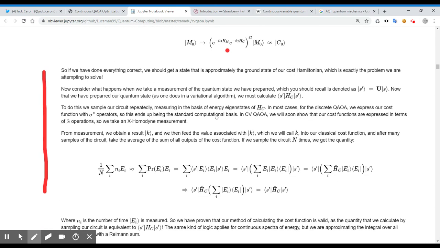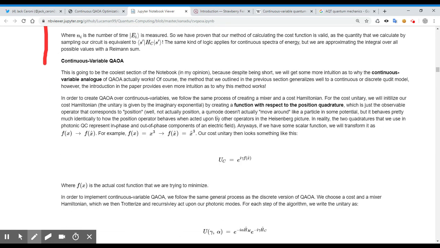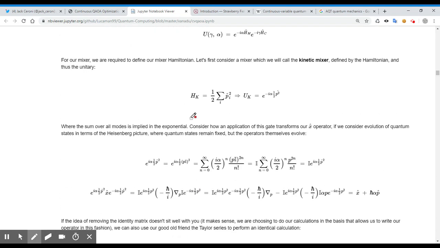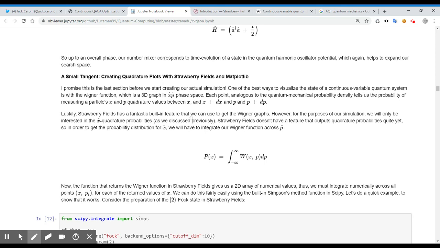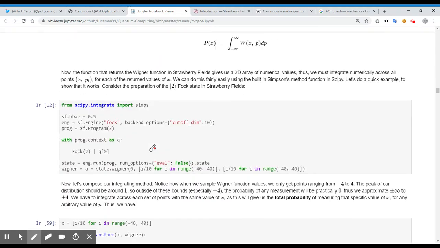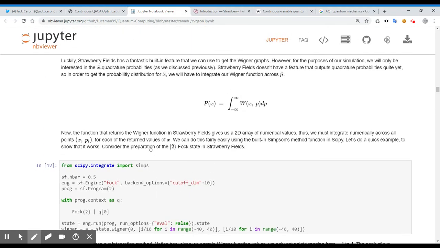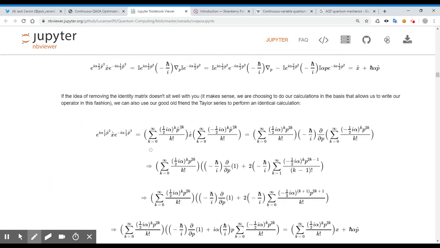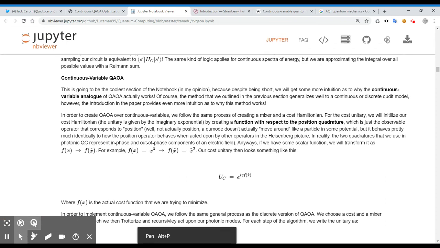Now, it's going to be a pretty long video, I think, because of this continuous variable QAOA. Then we're ready to get into the simulation stuff, like creating quadrature plots and simulating things. So I don't want to rush it either. But let me scan it through and see if there's anything new in here for me that is important.